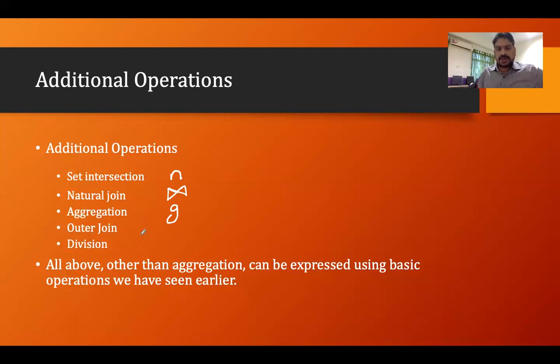Then there is the outer join. We have three types of outer join available. The first one is called left outer join, and this is my left outer join symbol. The second one is called right outer join, and this is the right outer join symbol. And then we have the full outer join. So this is your natural join, and then there is a symbol of full outer join. So these are the different operators that we'll use for the outer join.